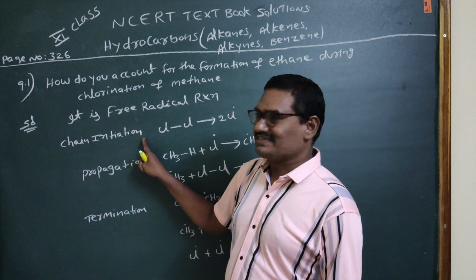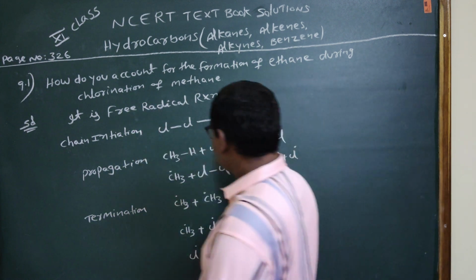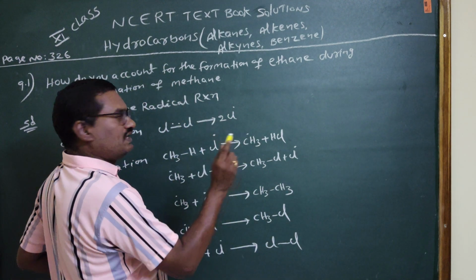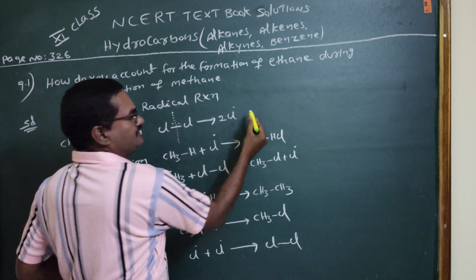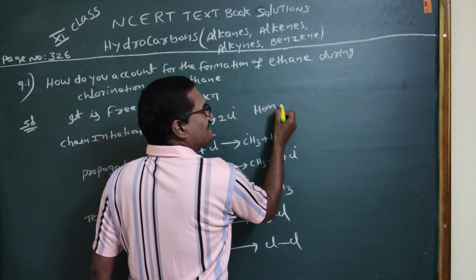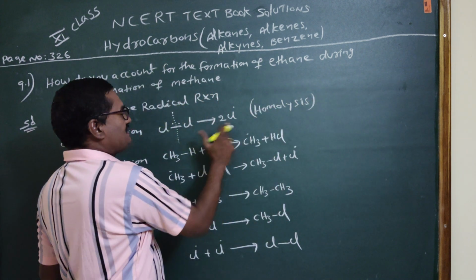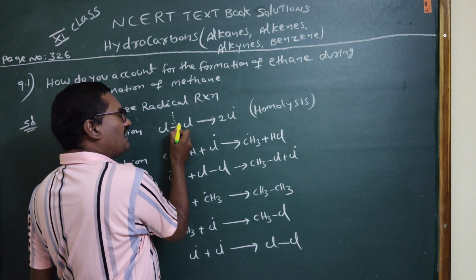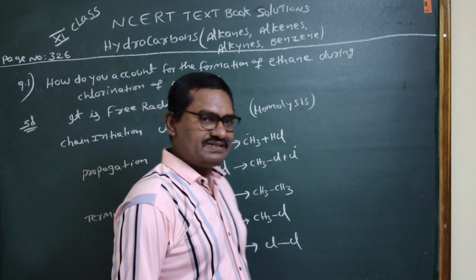In chain initiation, first of all, homolysis takes place. A bond means two electrons, and the two electrons are shared equally. So it is homolysis, and in homolysis, free radicals are formed. One electron goes to one chlorine atom and the other electron is taken by the other chlorine, so it forms two chlorine free radicals.